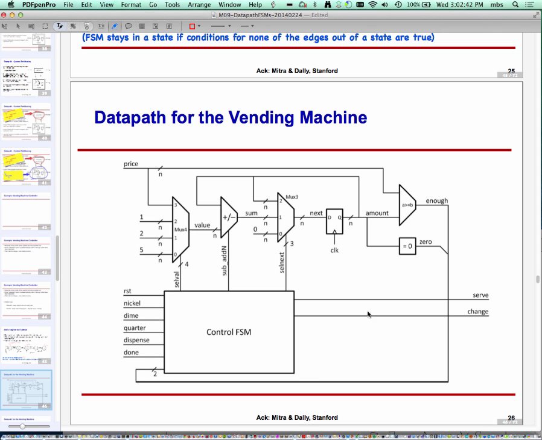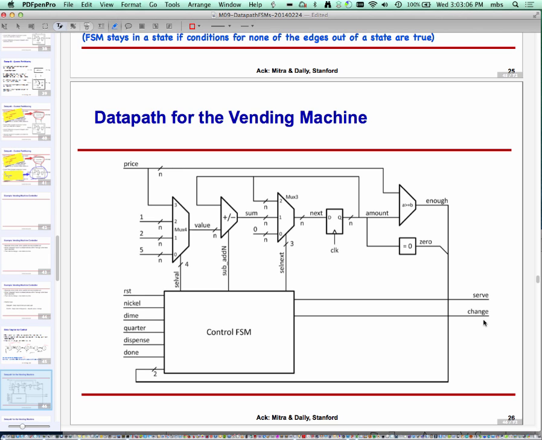And then there is this done signal which is coming from the mechanisms, and then this serve a can or serve change, which I'm telling the mechanical part of the vending machine to do. So again, at this stage, we don't have everything fleshed out, but at least we have given our data path enough assets to do the kind of things we wanted to do.